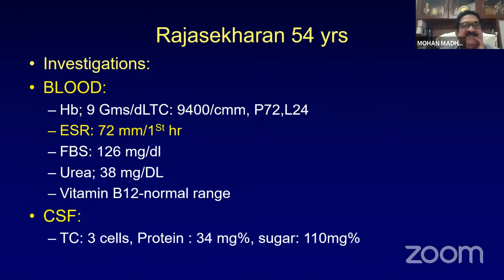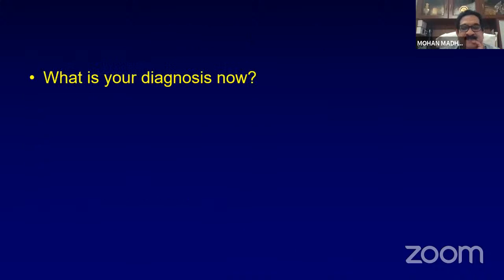So this is the investigation: blood investigations were normal, and vitamin B12 was in the normal range. CSF showed 3 cells, protein 34, sugar 100. So what do you want to do now in this patient? Any other thoughts? Paraneoplastic workup?